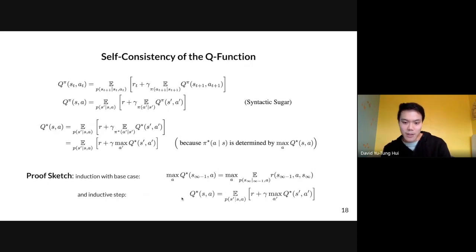Then you can have an inductive step, which says, okay, suppose I am at a future time step. If I want to act optimally in a future time step, then this tells me how I should act. This tells me how the optimal Q function relates to the Q function at the future time step. So if I act optimally by taking the max at the future time step, I'll have to do that at the current time step.